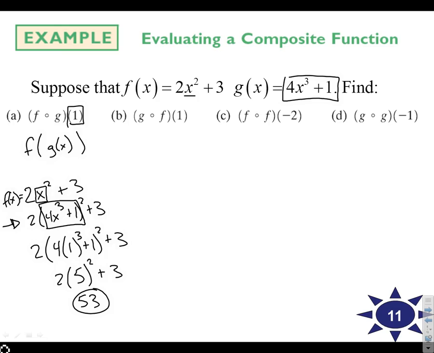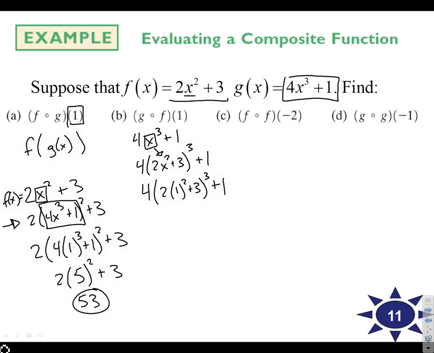Let's try this one. Let's write down g: 4x cubed plus 1. Everywhere we see an x, we're going to plug in f. So 4 times 2x squared plus 3, cubed, plus 1. X turned into the f function. Let's plug in 1 wherever we see the x. 4 times 2 times 1 squared plus 3, cubed, plus 1. So 1 squared is 1, times 2 is 2, plus 3 is 5. And so we've got 125 times 4 is 500. 500 plus 1 is 501. So you'll see the big difference between f of g of x and g of f of x.